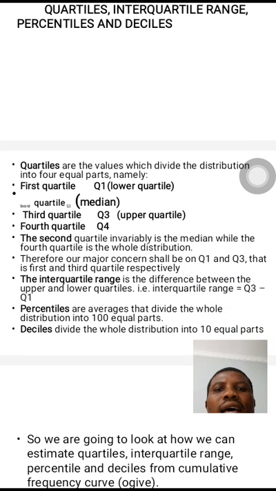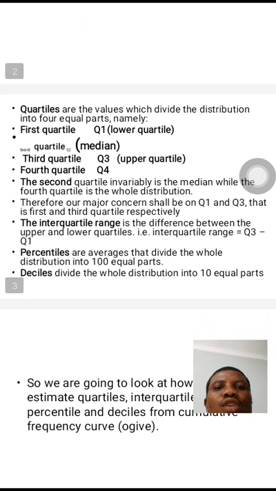Now, quartiles are the values which divide the distribution into four equal parts. Namely, we have first quartile represented by Q1, which is also called lower quartile. We have the second quartile represented by Q2, and it is the same thing as median, because we said that the quartile divides the distribution into four. When you say second quartile, that is a half, so it's the same thing as median.